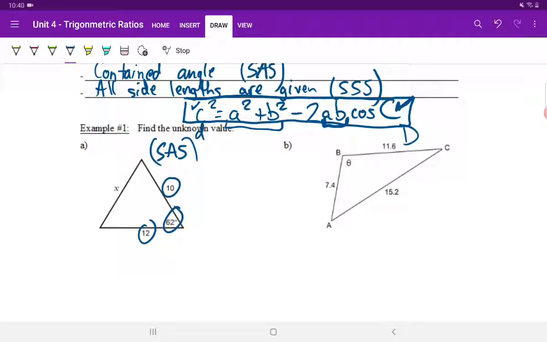And I'm purposely not going to use the letters A, B, C because I want us to be able to adapt regardless of the letters here. So if this is lowercase x, I'll call this capital X. I'll call this capital Y and then capital Z. Here will be my lowercase y and here will be my lowercase z. Okay? So step one is always label your triangle accordingly.